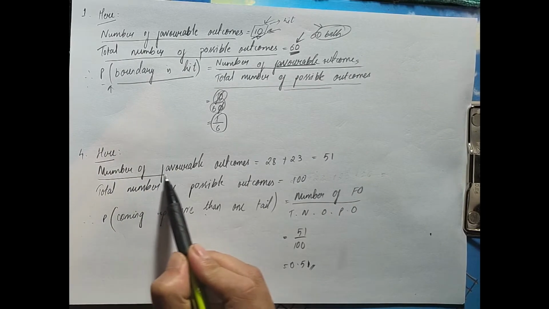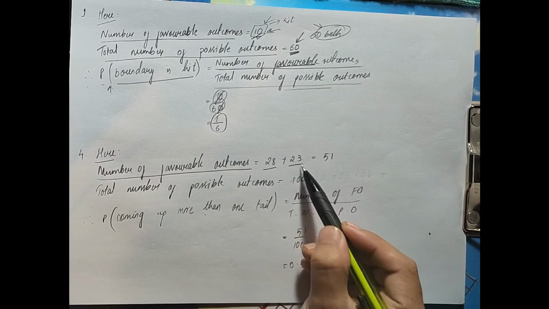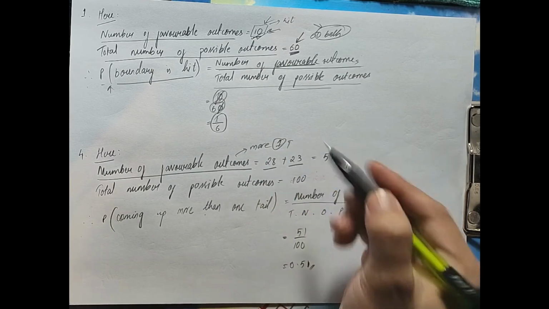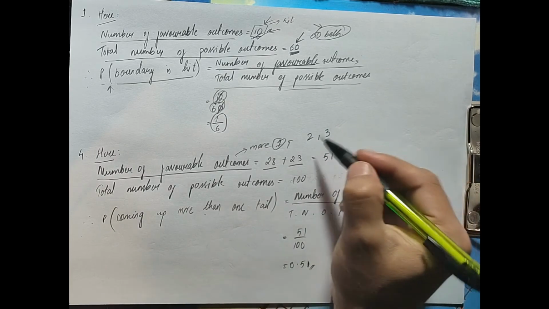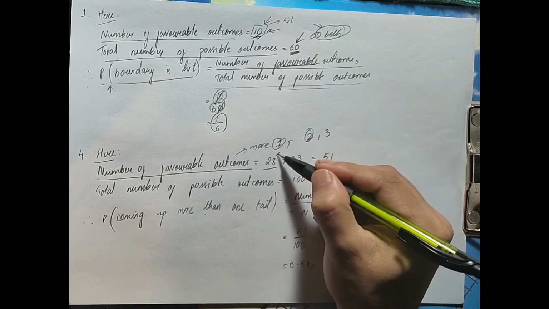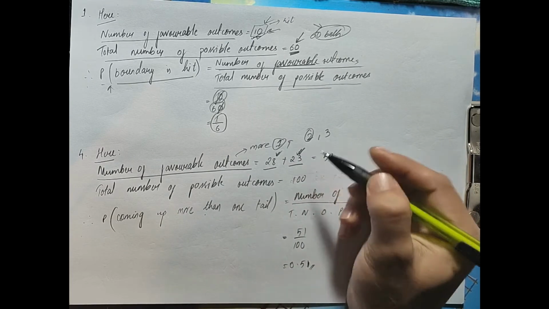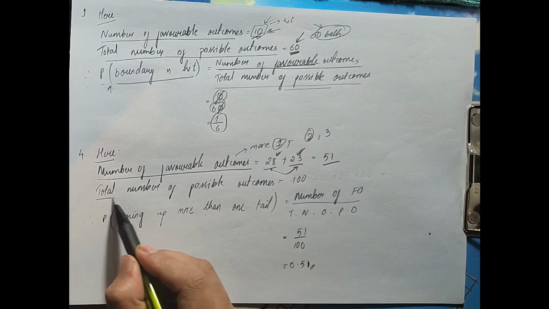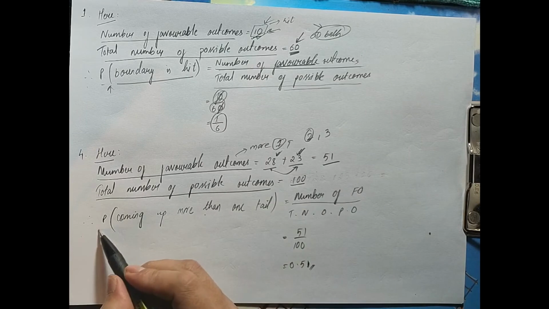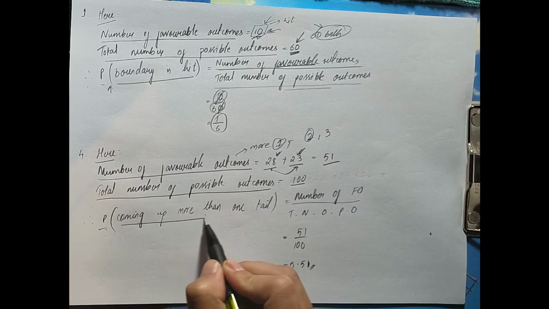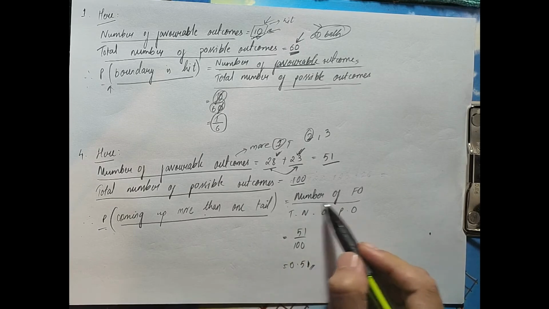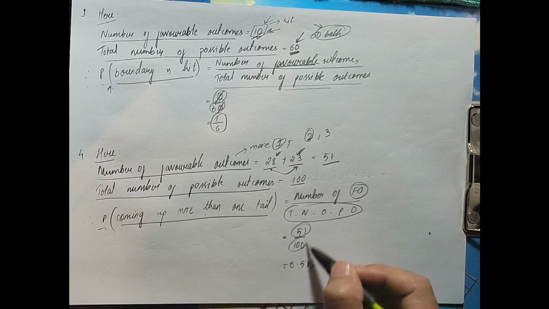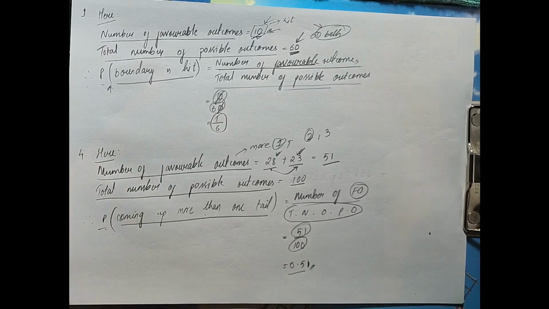So the number of favorable outcomes will be 28 plus 23. The favorable outcome is more than 1 tail, and more than 1 means either 2 or 3. If you remember, for 2 it was 28 and for 3 it was 23. So 28 plus 23 is 51, and since the coins were tossed 100 times, the total number of possible outcomes is 100. Therefore probability of coming up more than 1 tail is equal to number of favorable outcomes divided by total number of possible outcomes, that is 51 by 100, which is 0.51.